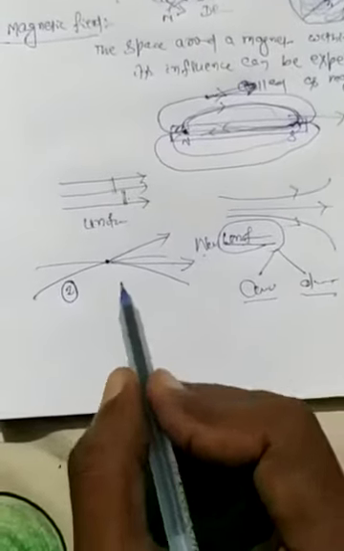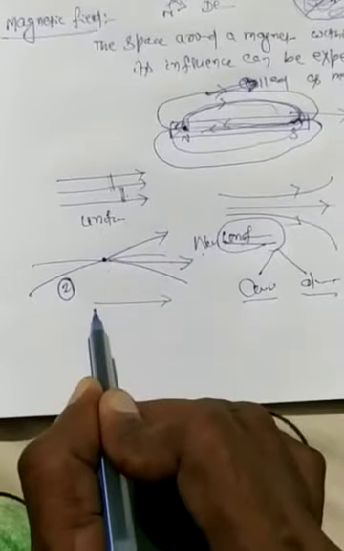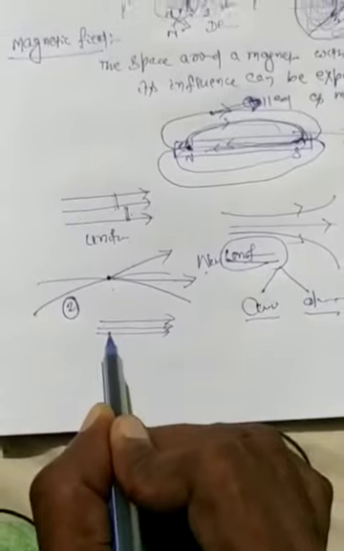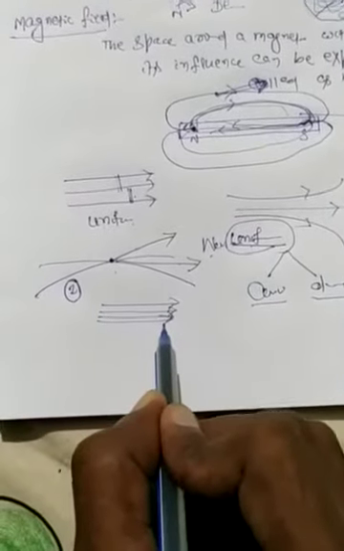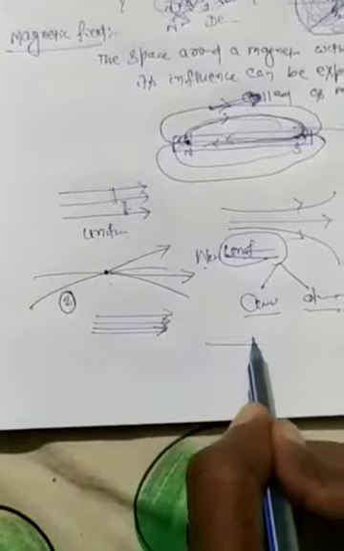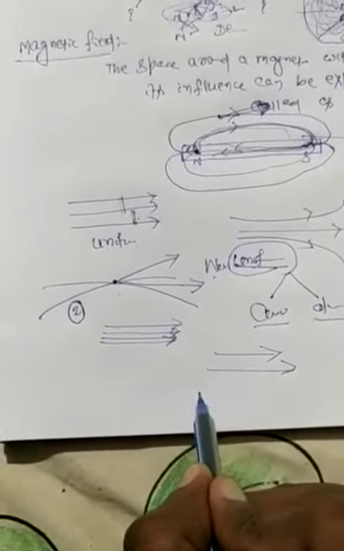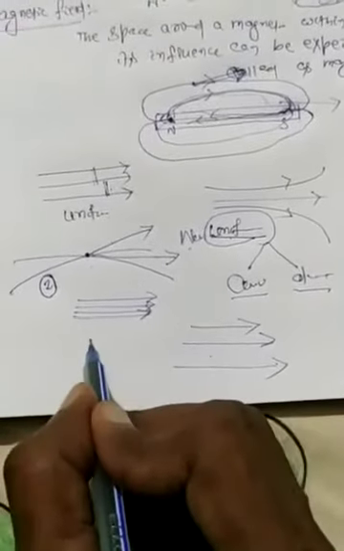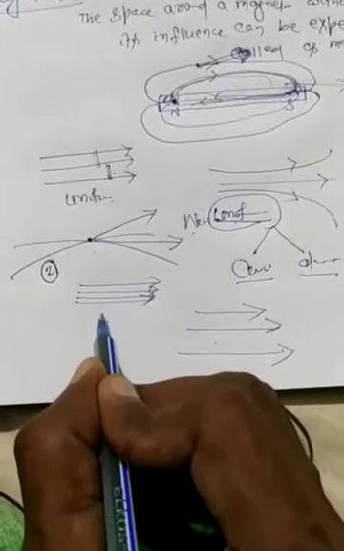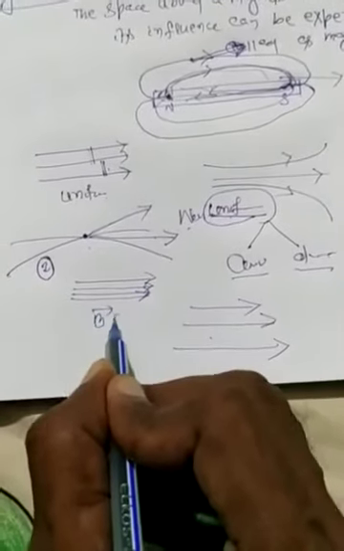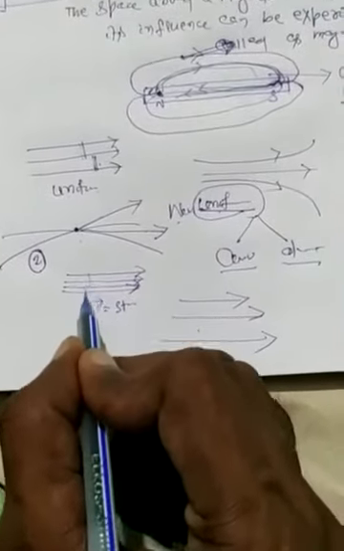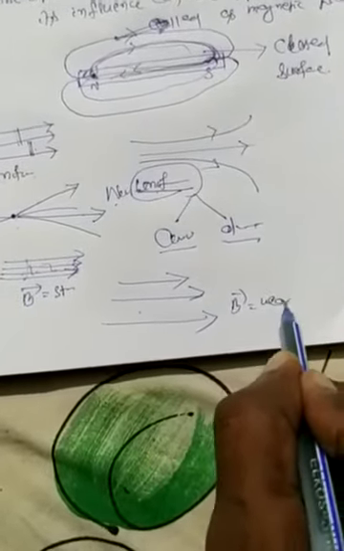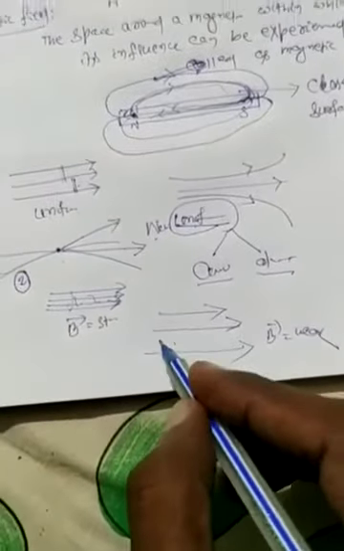If the magnetic lines of force are very close to each other, then the magnetic field is strong, and if the magnetic field lines are further apart, the magnetic field is weak. In this case, the magnetic field is denoted by B. B is very strong when the lines are very close to each other, and magnetic field B is weak if the lines of force are far apart.